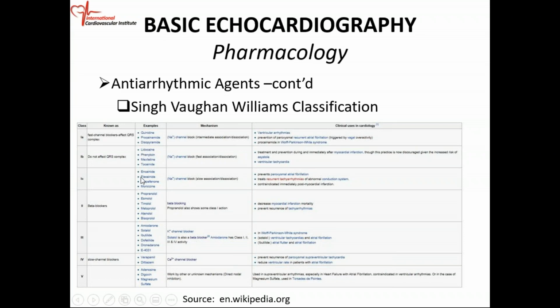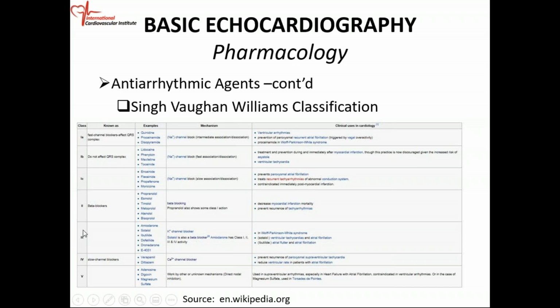The class 1C, which is again your sodium channel blockers, we use flecainide and propafenone. So these are the two that we use in this class, your 1C, flecainide and propafenone. And then we said the class 2 is your beta blockers. So you have a whole string of beta blockers: propranolol, esmolol, timolol, metoprolol, atenolol. All of these are your beta blockers, and we use them as antiarrhythmics because, remember we said, they can reduce the heart rate, especially in patients with atrial fibrillation, atrial flutter.